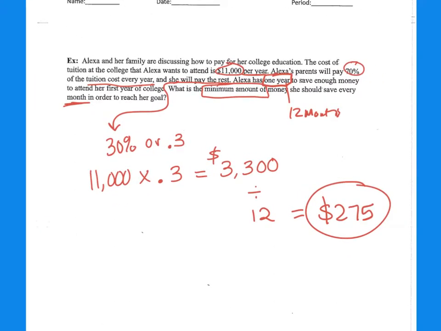So the question that's like that on your test, the 70% that the parents are going to pay, that's great. But you guys need to think about what she's paying, okay? So anytime they give you a percent, like, oh, so-and-so is contributing this, make sure you know what the person they're asking about is paying. You want to pay attention to that percent, okay?